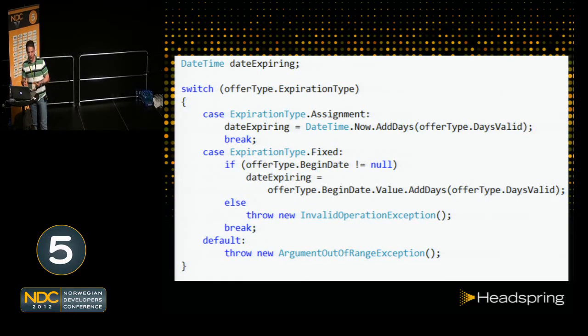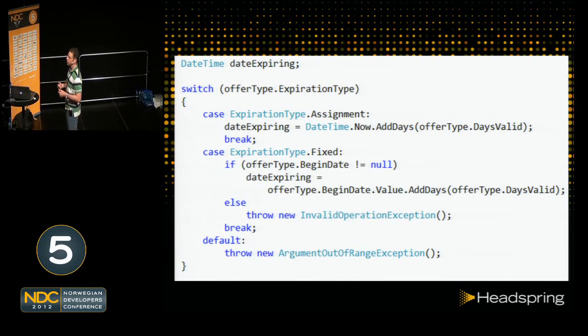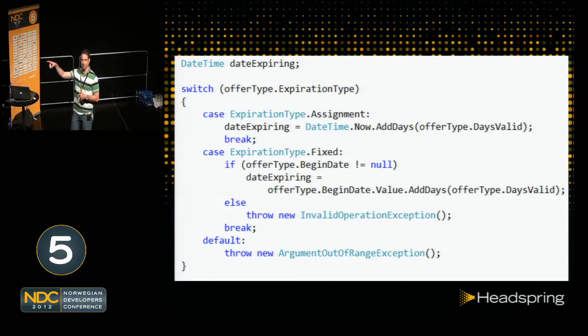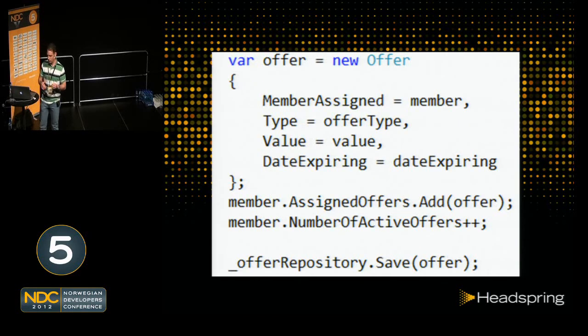So our friend the switch statement comes out to do this kind of switching based on the different kinds. Now I've got the same switch statement, by the way, in like 20 other places in the application, over and over again. Now that I've got those pieces of information, it comes time to actually build up the offer. I create an offer, I add the offer, I increment the number of active offers, and I save, and everything's good.